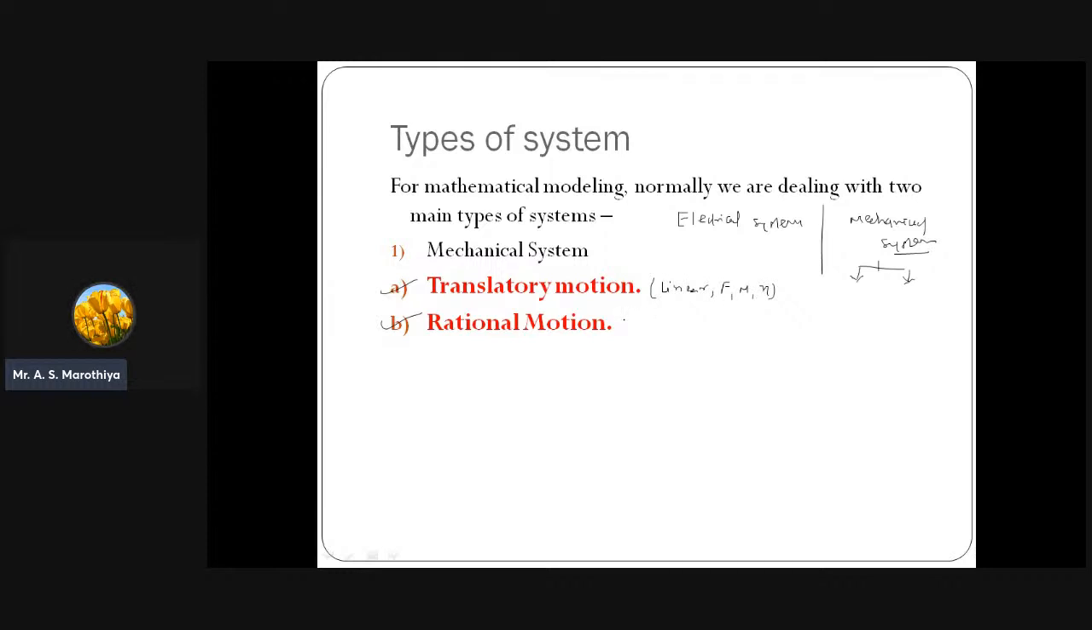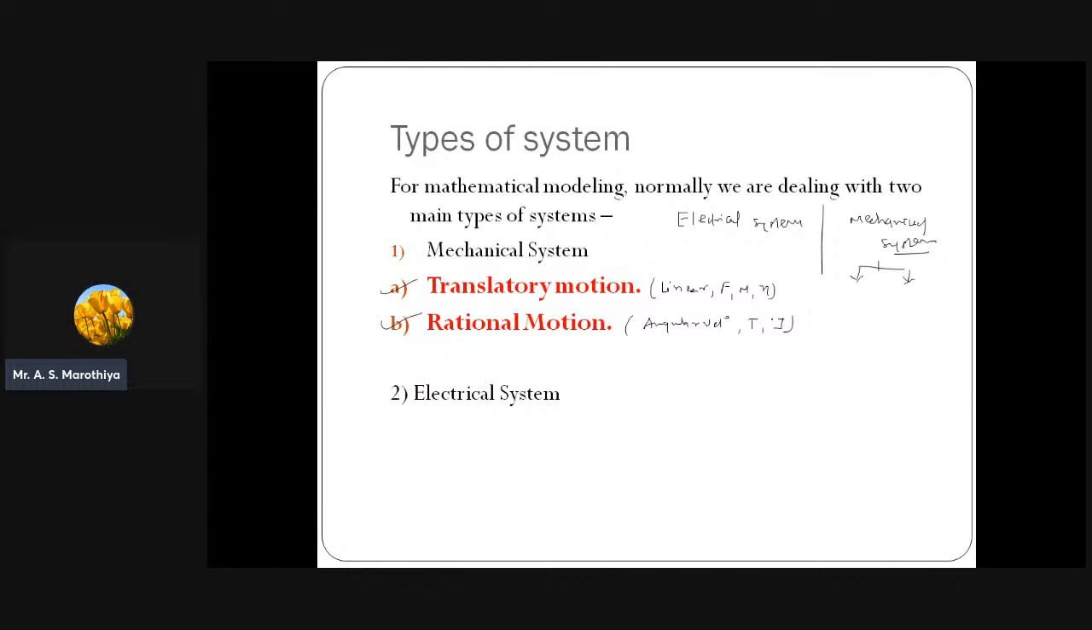But in the case of rotational motion type mechanical system, we are dealing with a kind of angular motion. So here we have angular velocity, followed by torque, followed by inertia. So instead of force, we have torque. Instead of mass, here we have inertia.